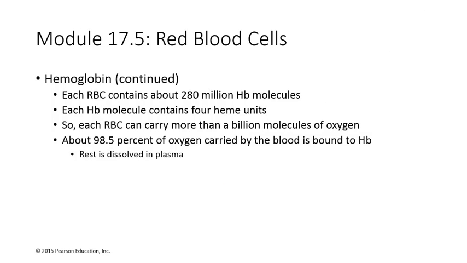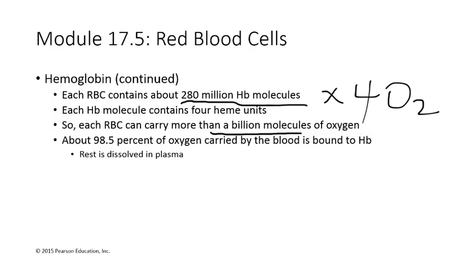Each and every one of your red blood cells has about 280 million hemoglobin molecules. Remember, each one can handle 4 oxygens. So every red blood cell can carry more than 1 billion molecules of oxygen. It's amazing, right? Only about 1.5% of your oxygen is dissolved in the liquid plasma. 98.5% of your oxygen is in fact bound to and carried by the hemoglobin through the plasma.